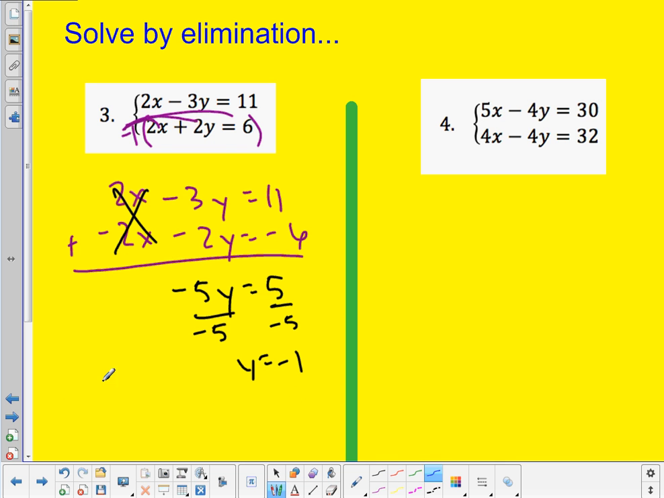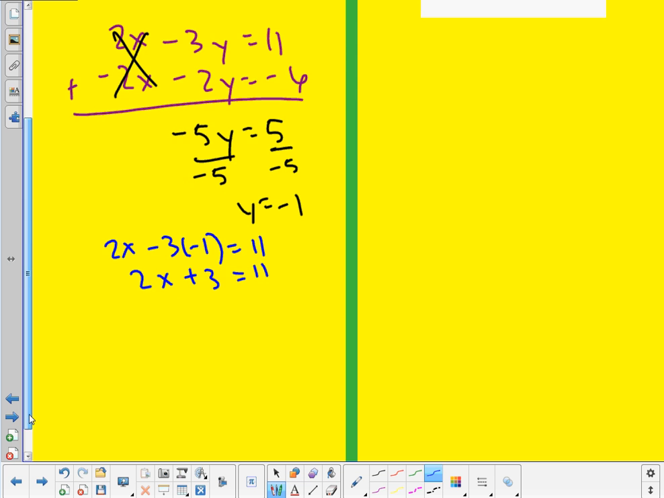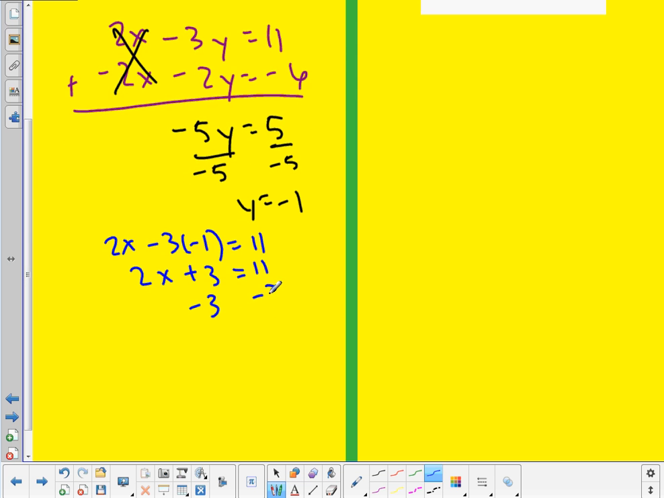Plug it back in to get the x. 2x minus 3 times negative 1 is equal to 11. That's 2x plus 3 is equal to 11. Subtract the 3. All of this solving equation stuff is stuff that you've done many, many times before. And then I just get x is equal to 4. So here's my solution. I have 4 comma negative 1.